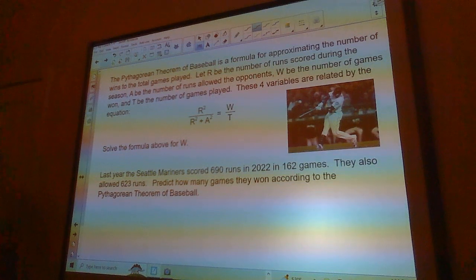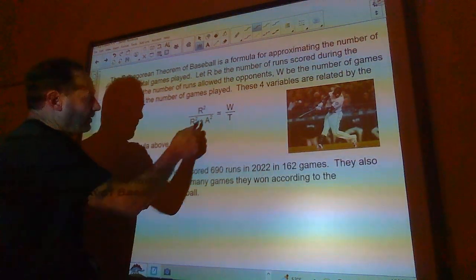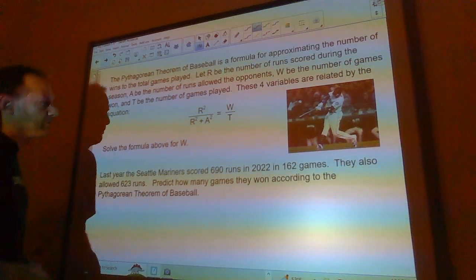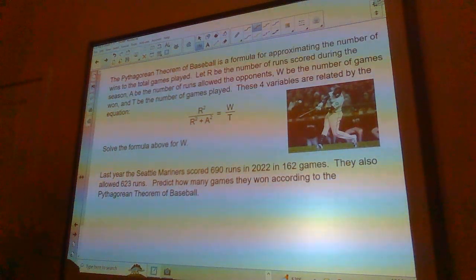And let W be the number of games won, and T be the number of games played. So there's 4 variables in this equation. They're related by this formula: R squared over R squared plus A squared equals W divided by T.